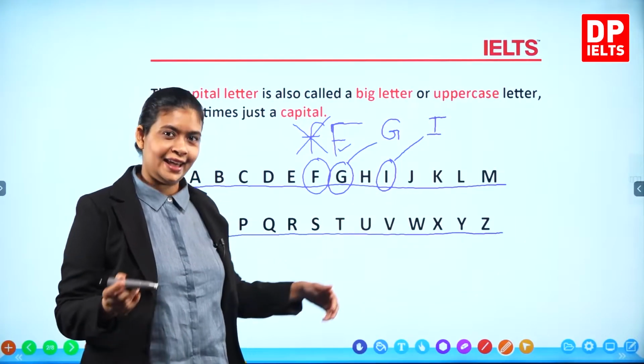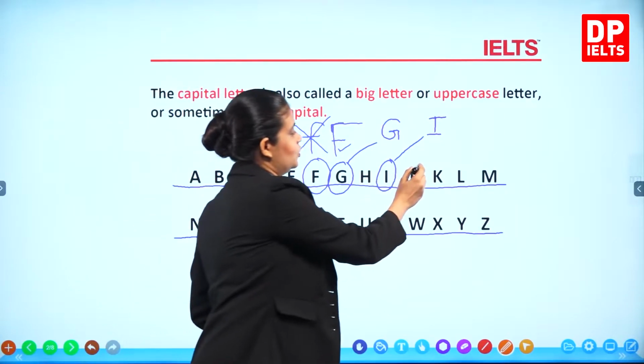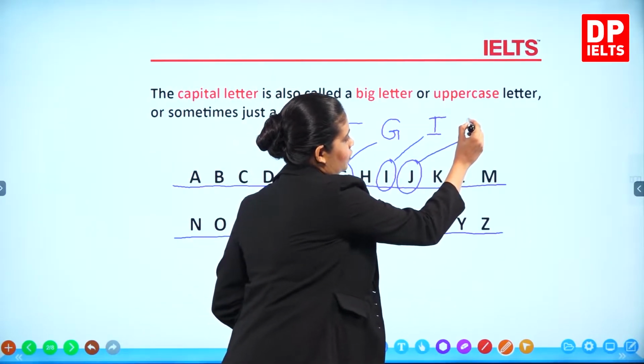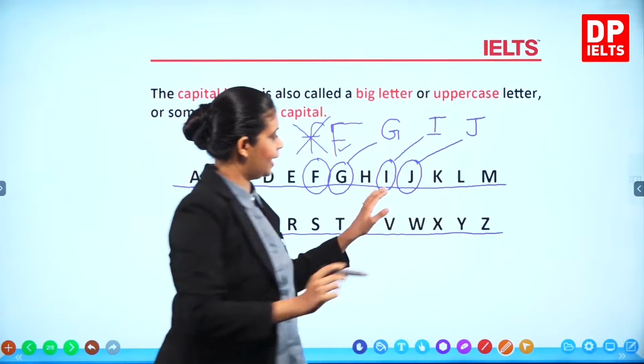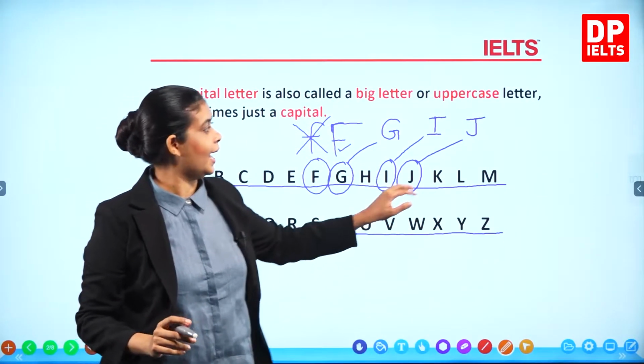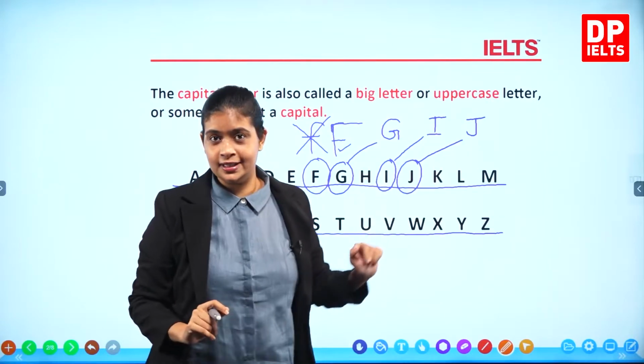That's okay. J, again, there is a slight difference. So let me just draw that up for you. J. Because these are actually printed versions, okay? And when we write it, we usually write it this way.